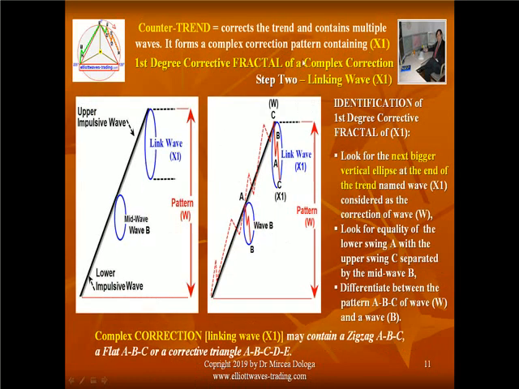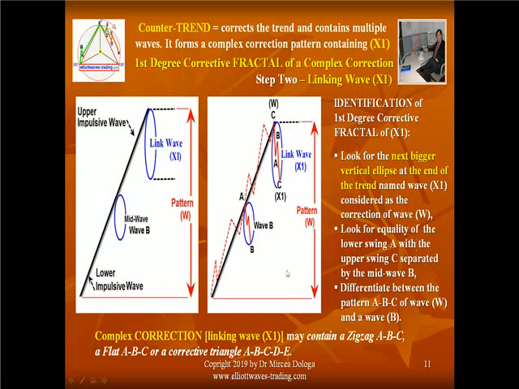First-degree corrective fractal of a complex correction, step number 2, linking wave X01. Identification of the first-degree corrective fractals at this following step. Look for the next bigger vertical ellipse at the end of the trend. This is the end of the trend, and this is the vertical ellipse, named X01, considered as the correction of wave W. This is the wave W, like you see it over here.